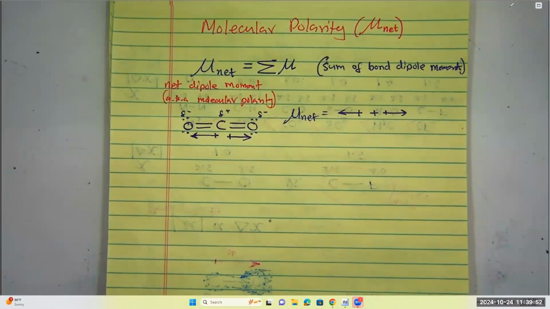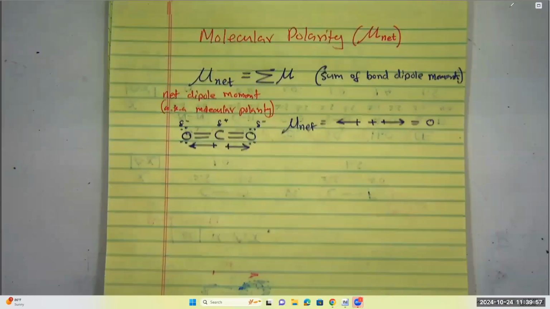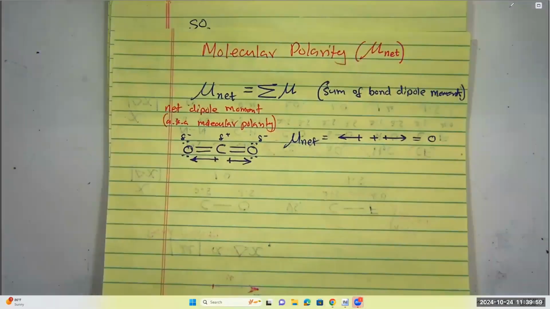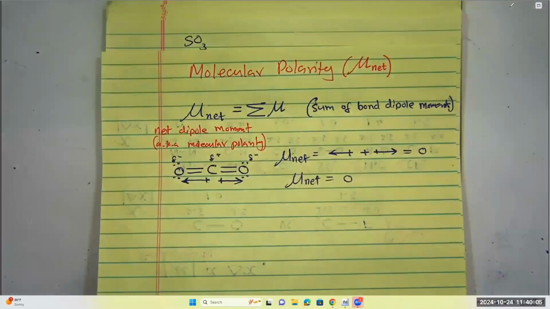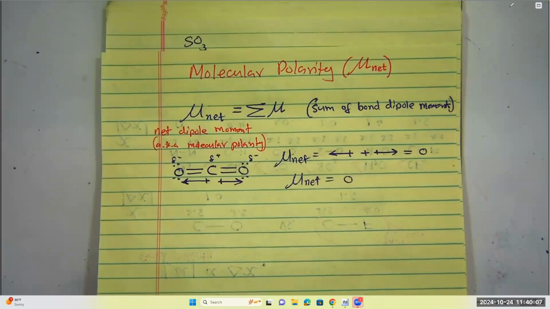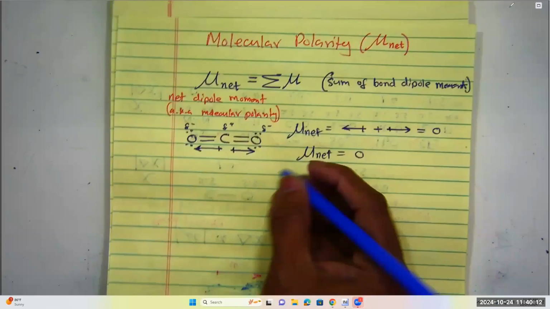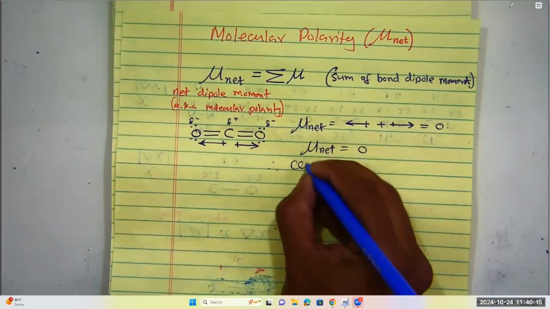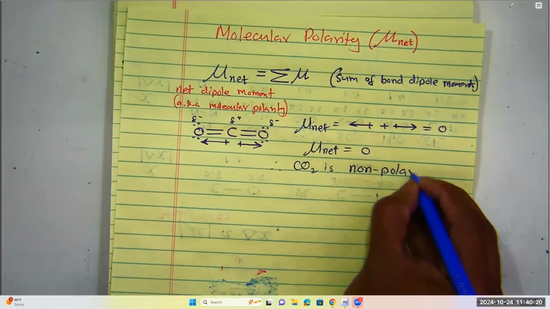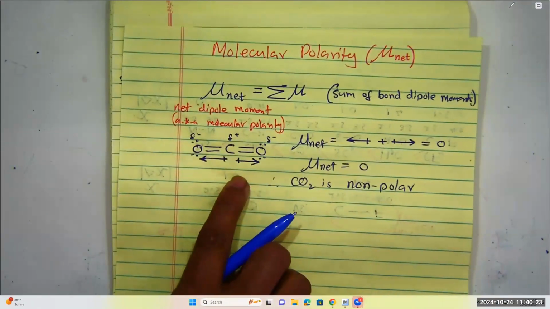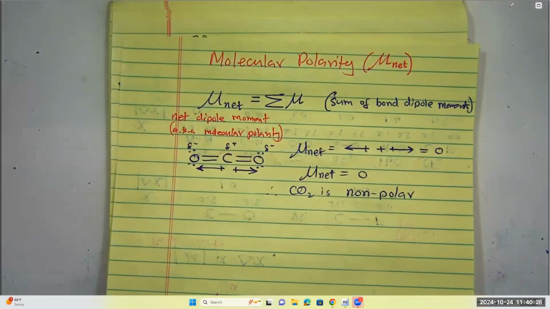What do I get if I add this up? This adds up to 0. Therefore, mu net, the net dipole moment, is 0. What can you tell me about the polarity of CO2? Is it polar or non-polar? CO2 is a non-polar molecule. It has very strong polar bonds, but because they cancel each other out, the entire molecule is non-polar.